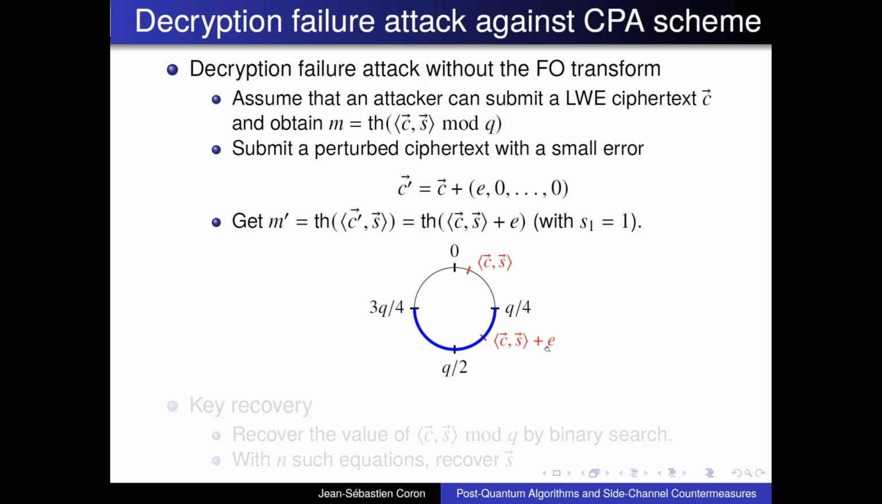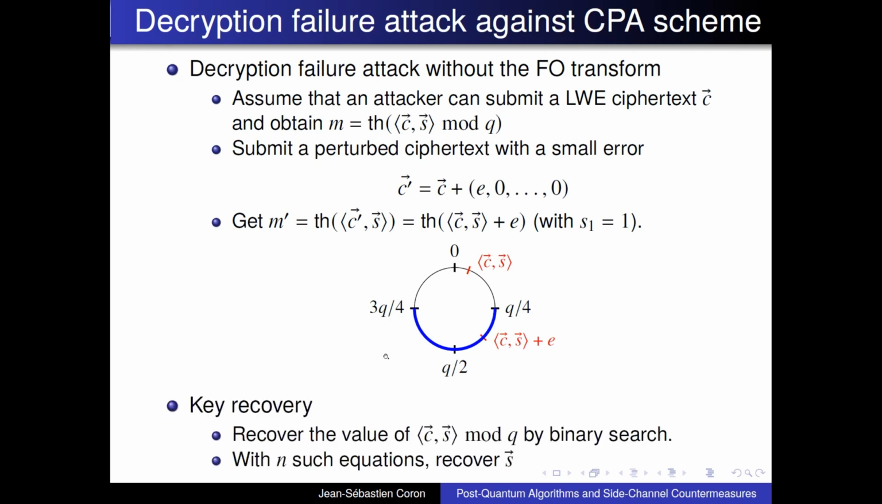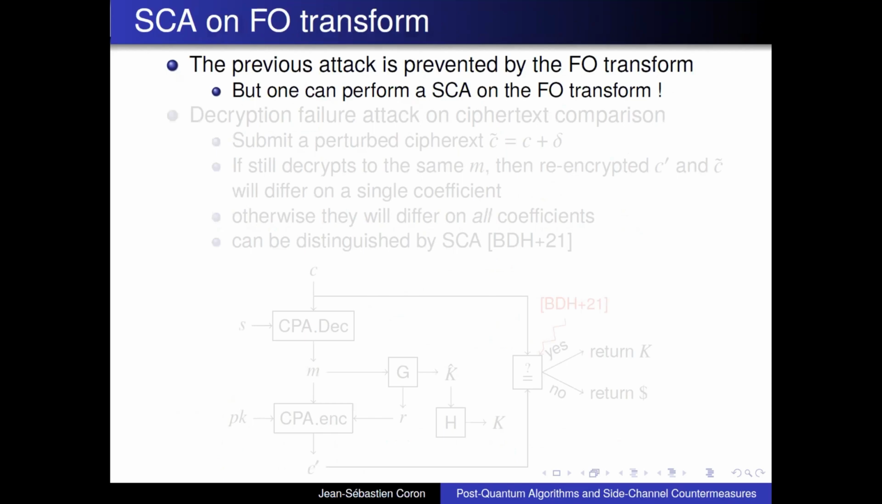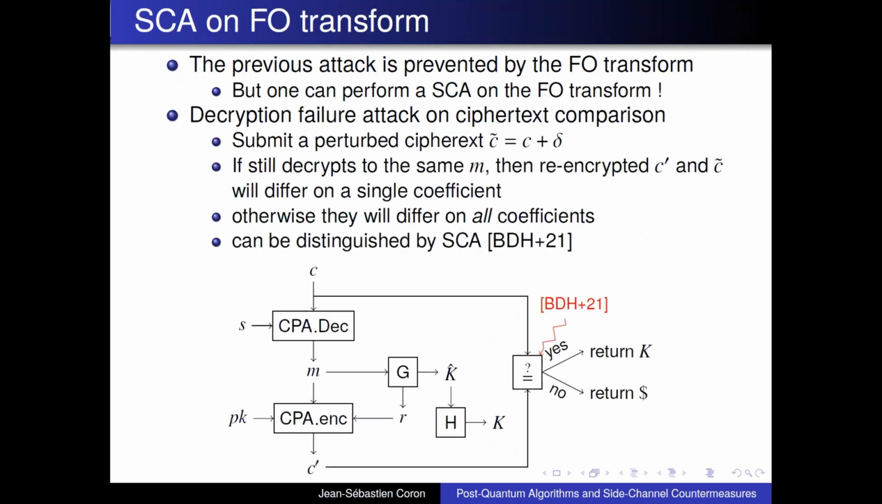By a binary search on E, we can find where the threshold is. At some point, we cross the threshold, and the message M becomes 1 instead of 0. And so eventually we can recover this value exactly, and eventually with n such equations, we can recover the secret key S. So that's how the decryption failure attack works without the Fujisaki-Okamoto transform. But of course, this attack is prevented by the Fujisaki-Okamoto transform, but we can still perform a side channel attack on the Fujisaki-Okamoto transform.